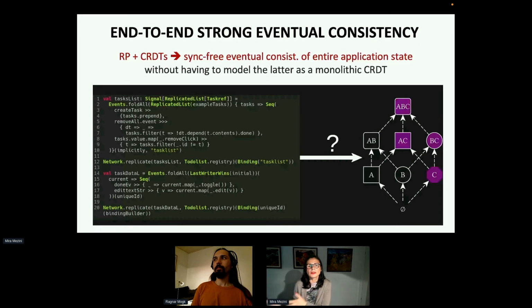To achieve this, one would typically have to nest CRDTs and lose modularity. We don't need this in REScala because it's the transactional flows, the consistent flows, the local flows that ensure that the state of related CRDTs is changed atomically. That means the whole state of the application moves from one consistent state to a bigger consistent state as if it was modeled as a single CRDT.